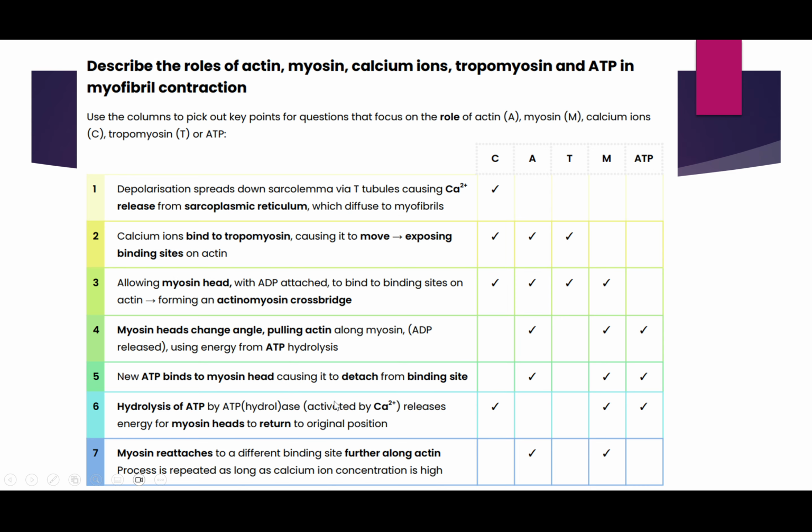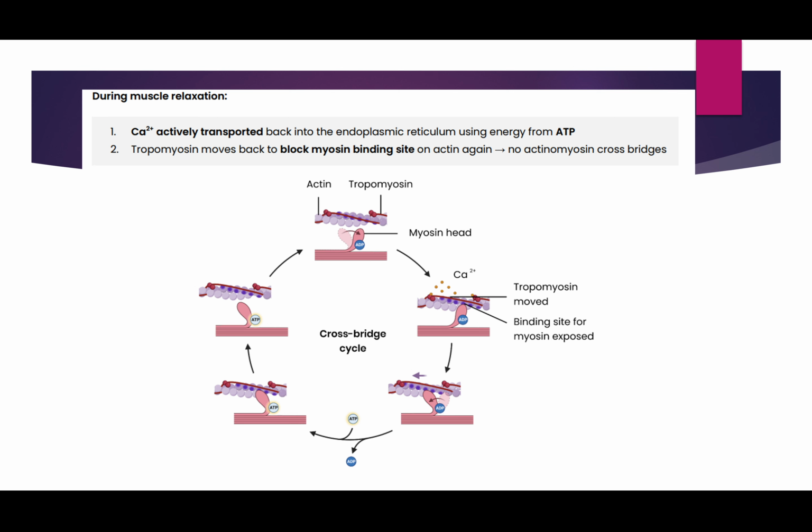The hydrolysis of ATP by ATP hydrolase, which is activated by calcium, releases energy for the myosin head to return to its original position, and then the myosin reattaches to a different site further along the actin, and then this process is repeated as long as this calcium ion is present. But then after contraction, during relaxation, the calcium ions get actively transported back into the sarcoplasmic reticulum. You're also using energy from ATP. Tropomyosin then moves back to block the myosin binding site on the actin again, so no actin-myosin crossbridge is formed. And this is to make sure that you don't continuously contract your muscles.